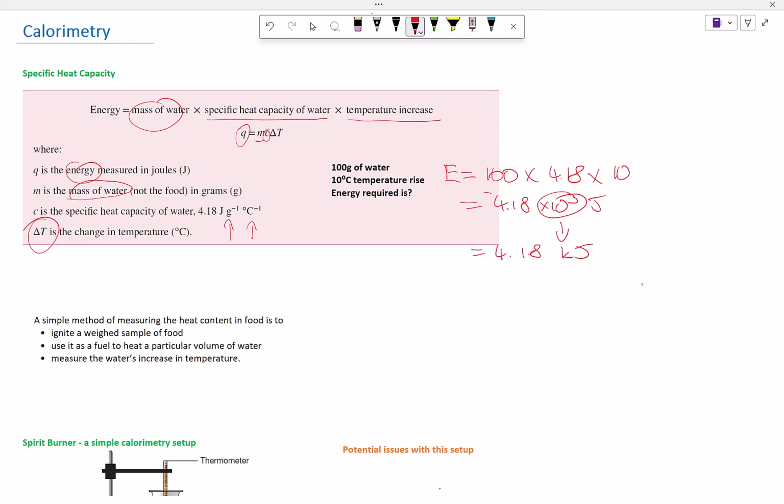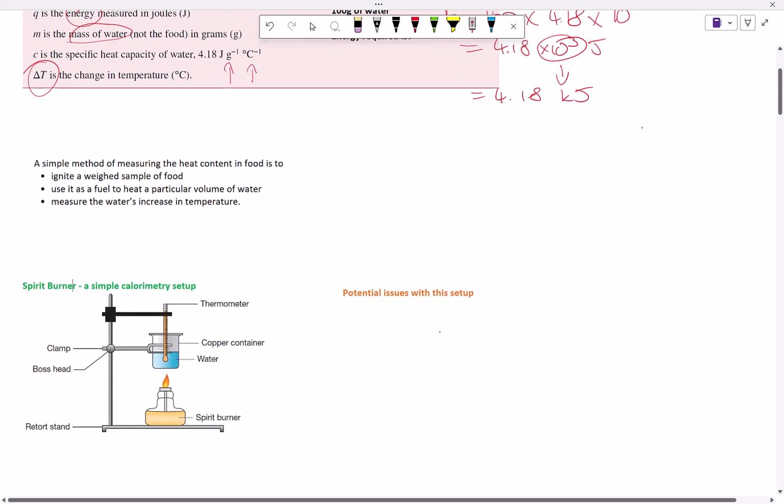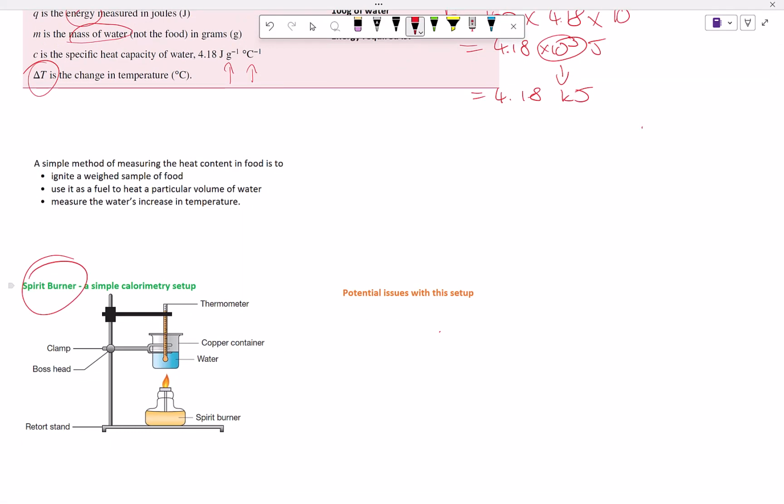All right, so we want to do food. A simple way to do it using a calorimetry technique is to ignite a weighed sample of food, so we know how much food there is. We use it as a fuel to heat a particular volume of water and measure that increase. Now, that's very similar to a spirit burner setup, so let's go through a spirit burner, then we'll convert it to a food one.